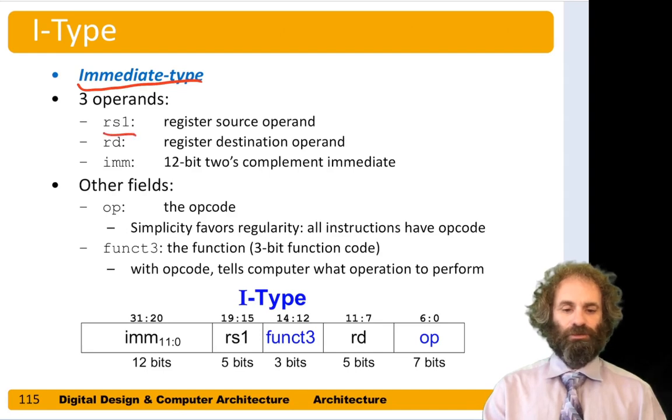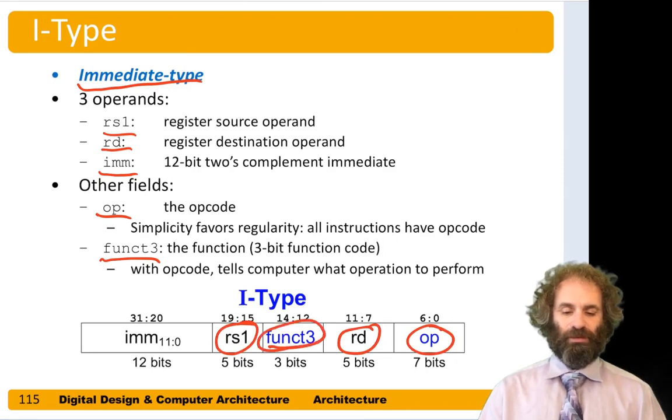They have a first source register, they have a destination register, but instead of having a second source, they have a 12-bit immediate. Like R-type, they have an opcode, and like R-type, they have a 3-bit function code, but they don't have room for another 7-bit function code. So the I-type instructions, like R-type, have the op down at the bottom. They have RD and RS as two 5-bit fields like before. They also have the funct3 field, but instead of having an RS2 and a funct7, they have a 12-bit immediate in the upper bits.